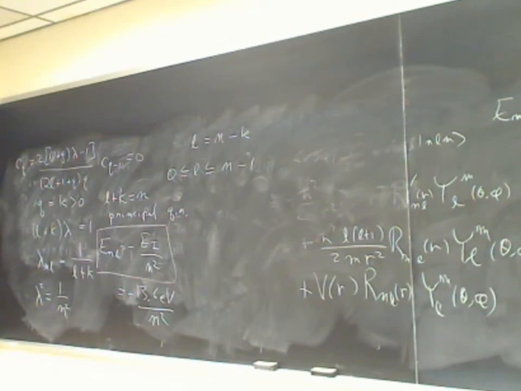Almost 100 years ago by Bohr, but not using this complicated theory. It was, I guess, about 80 years ago when Heisenberg and Schrodinger worked this out. Schrodinger was the first one. He was using the wave.